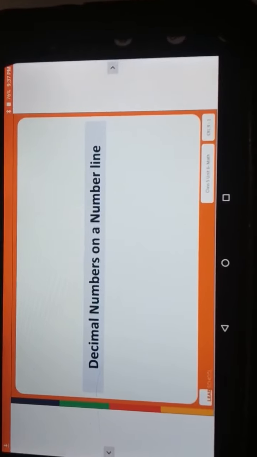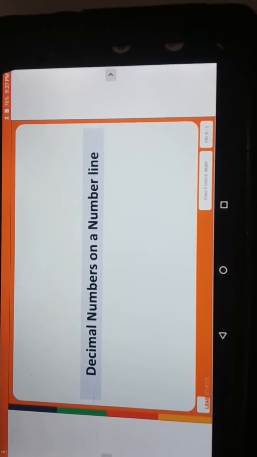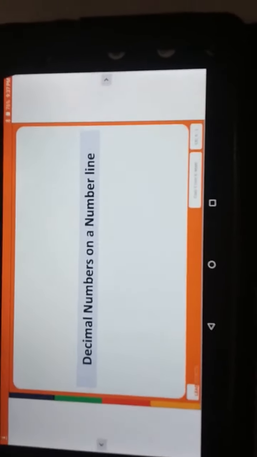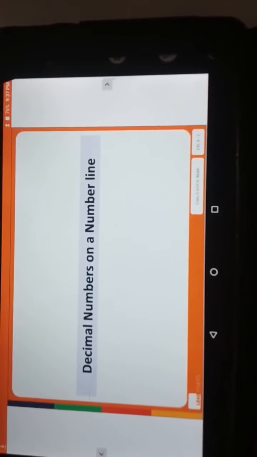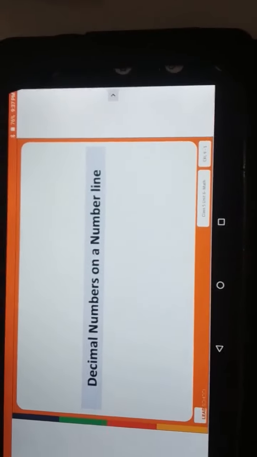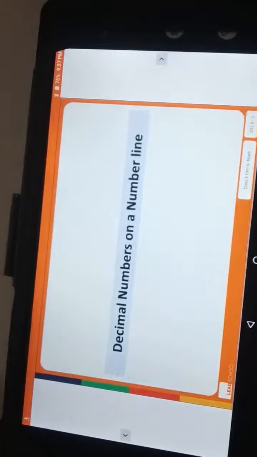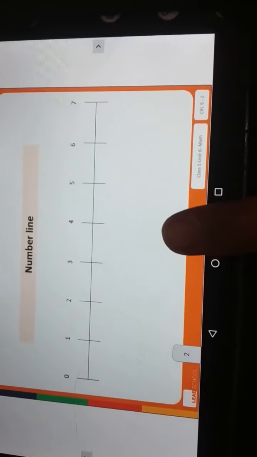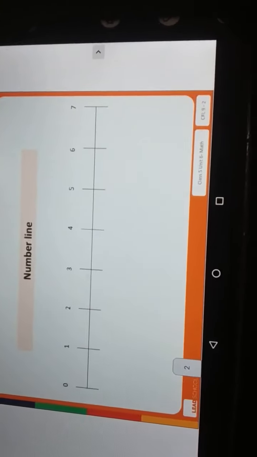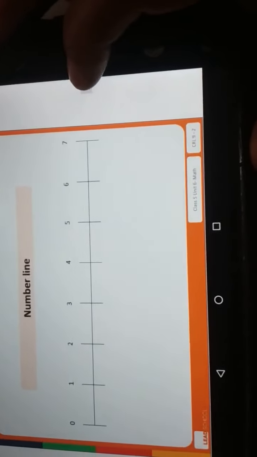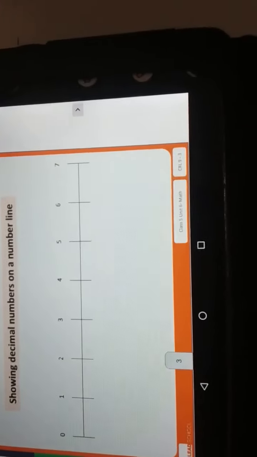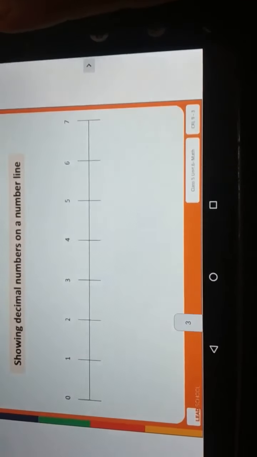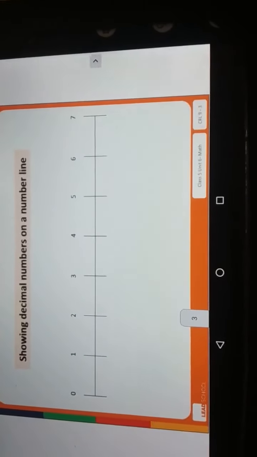So students, today we'll start decimal numbers on a number line. What will we start today? Decimal numbers on a number line. So now see, this is a number line. What is this? This is a number line. In this number line, we show a decimal number. How do we show a decimal number on a number line?